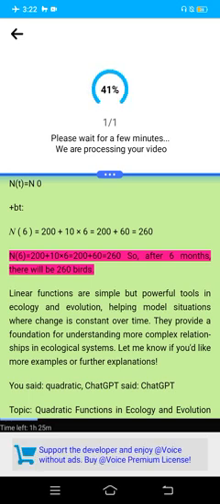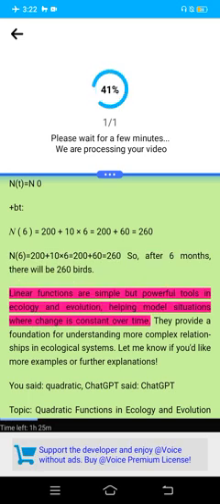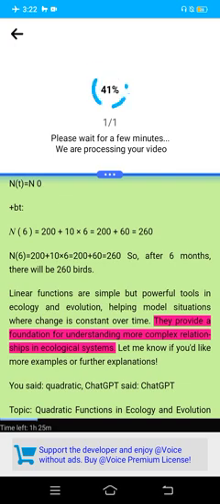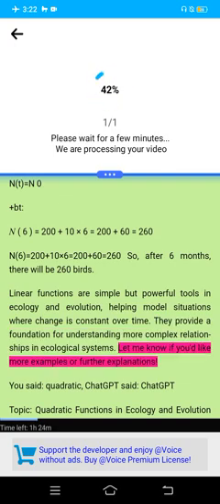Linear functions are simple but powerful tools in ecology and evolution, helping model situations where change is constant over time. They provide a foundation for understanding more complex relationships in ecological systems. Let me know if you'd like more examples or further explanations.